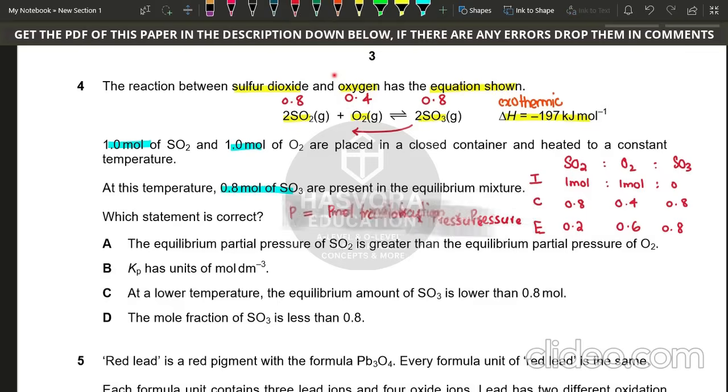Let's move it here a little bit. Okay, so this is actually your formula for the partial pressure. Now the equilibrium partial pressure of the SO2 is greater than the equilibrium partial pressure of O2.